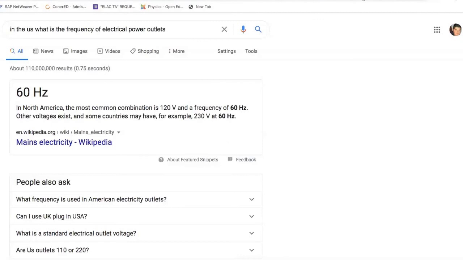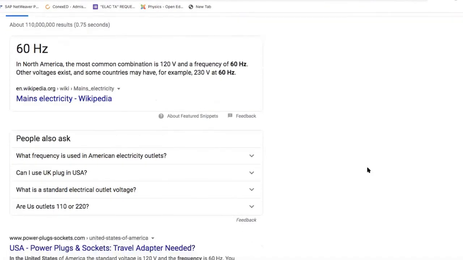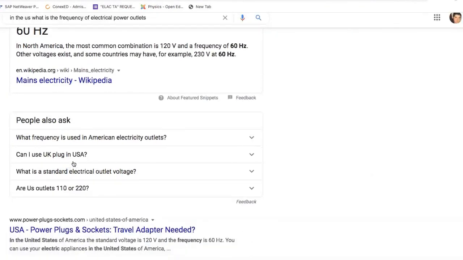And most of our power is at a frequency of 60 cycles, 60 hertz. In North America, the most common combination is 120 volts, that's the root mean square voltage, and a frequency of 60. Other voltages exist, and some countries may have, for example, 230 and 60 hertz. I guess they're all 60. I wonder why 60 came about. What's the purpose of the 60?